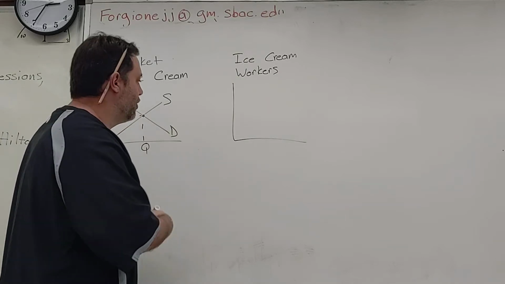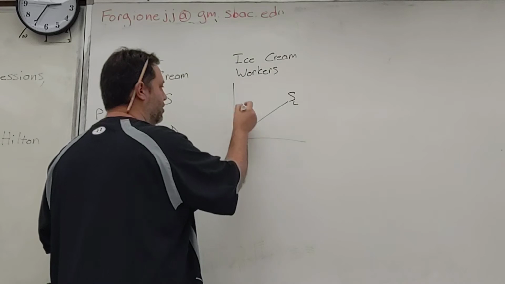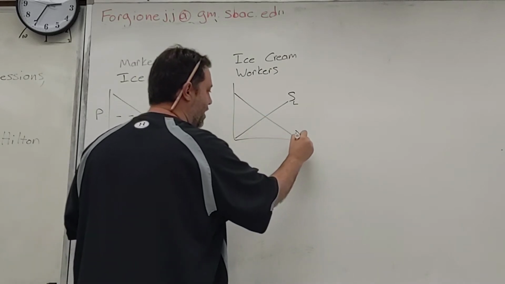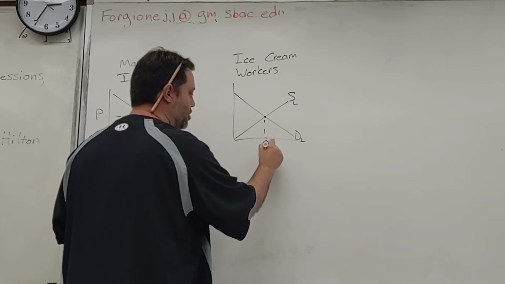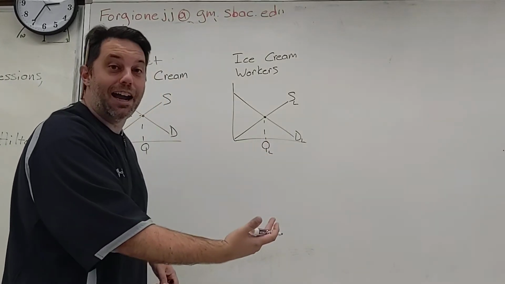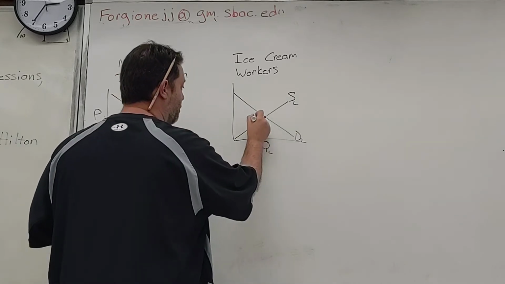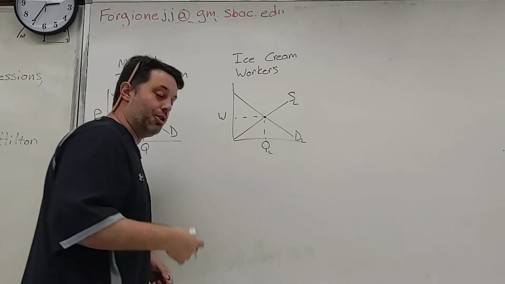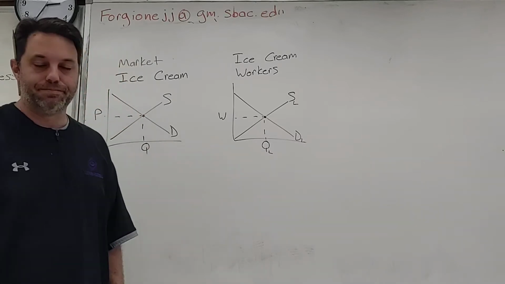Over here, we're going to have the supply of labor. That L is for labor. The demand for labor. The quantity of labor, which is the quantity of workers that are hired in an industry. Quantity of ice cream workers hired. And then over here for price, we're going to actually call that W for wage. That's the wage that we pay these ice cream workers.